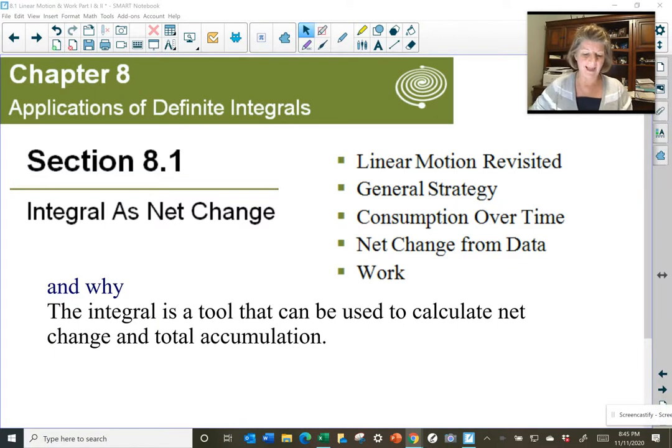Hello there. Hey, let's look at section 8.1 tonight. I'm sorry, it's tonight for me.